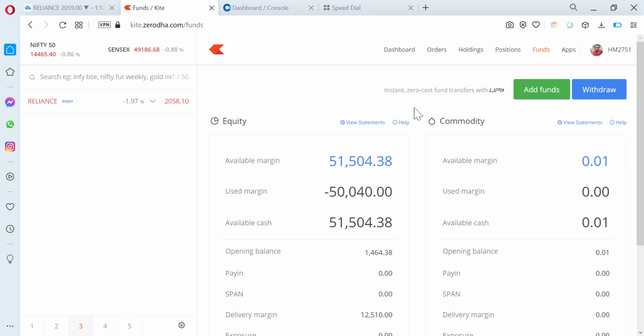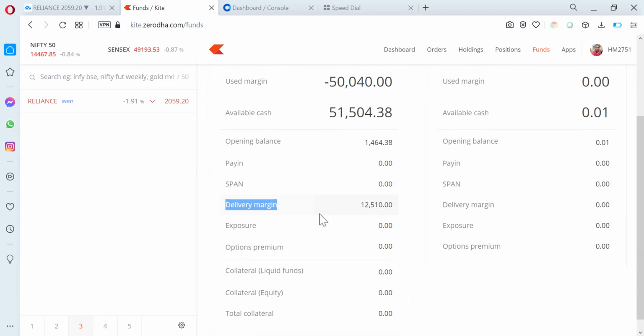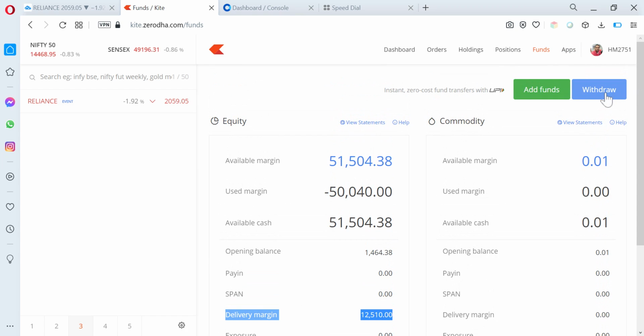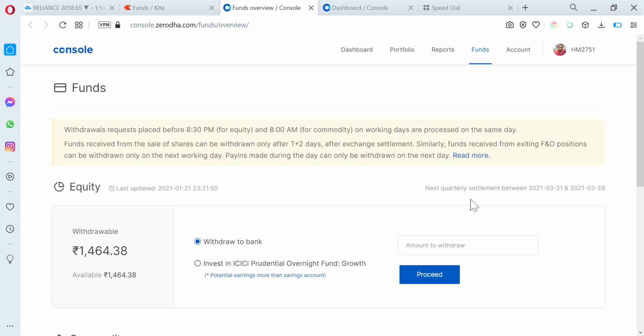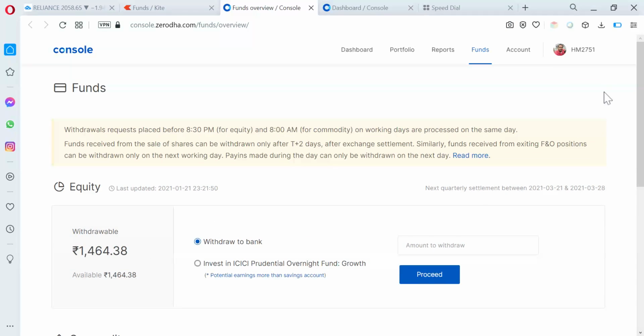And if you look at the funds here, you can find available margin, used margin, and below that delivery margin. The transaction settlement needs to happen, and only then that amount gets released and added here. Then if I want to withdraw the amount, I can get the details here, like how much I am able to withdraw. Currently the 50K should be released today evening, I hope. So I can get the amount on Monday.